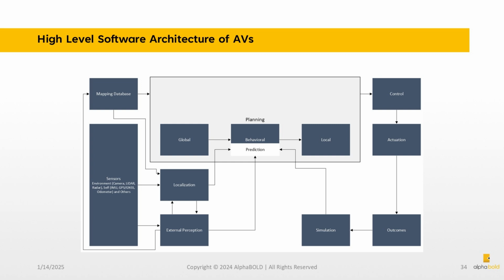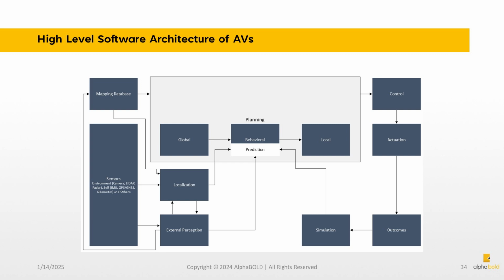1. Sensors. Environment. Collects data about the vehicle's surroundings using various sensors like cameras, LiDAR, radar, and others. Self. Collects data about the vehicle itself using sensors like IMU, GPS/GNSS, and odometer. 2. External perception. Combines data from environment and self-sensors to create a comprehensive understanding of the vehicle's surroundings and its position within it. 3. Localization. Determines the precise location of the vehicle within the environment using data from external perception, GPS/GNSS, and odometer.